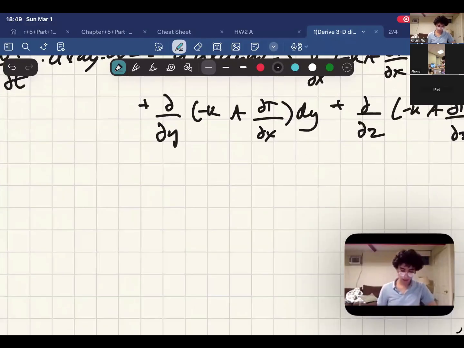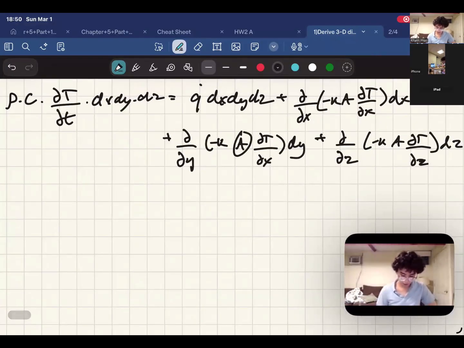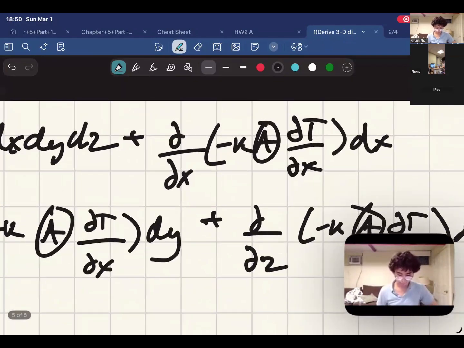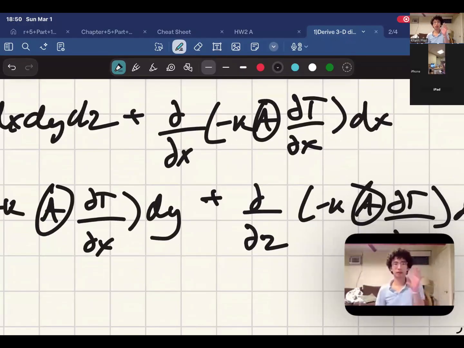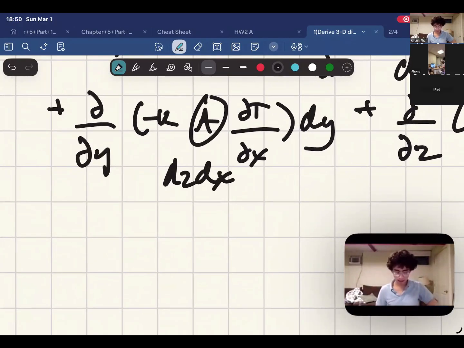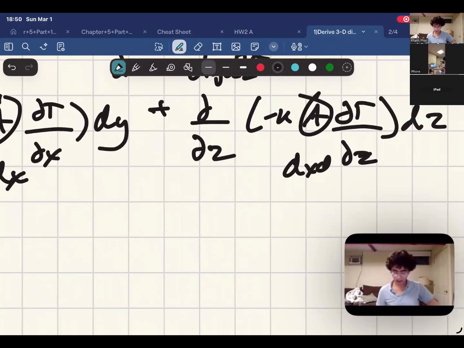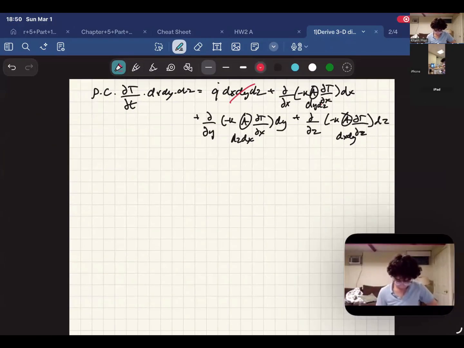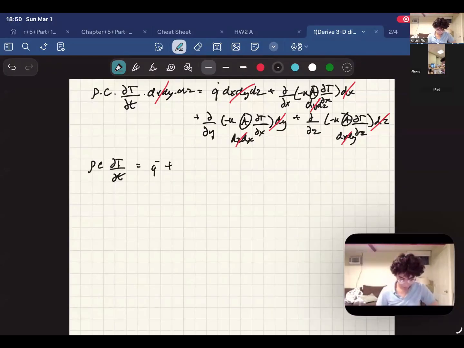And then now what we see over here is we can substitute A just like we did for the other question. So A for x, the distance that would make up the area is dz and dy. And then for y, it would be dz and dx. And then for z, it will be dx and dy. So now we're able to cancel out all of these terms for areas. And then let's rewrite this: ρc dT over dt is equal to q plus d over dx.